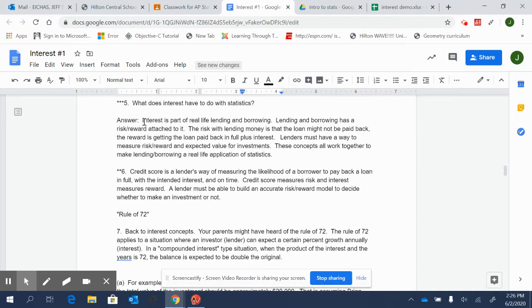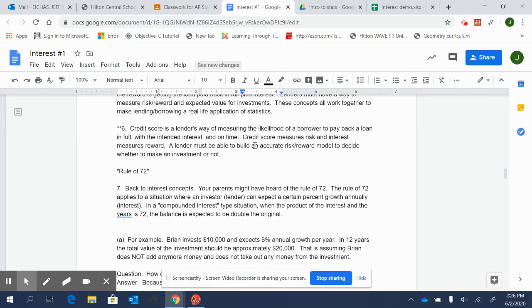So the interest is tacked on, as a reward for the lender or as a cost for the borrower. That's basically how it works. So we've got to understand interest to understand real life finances. All right, a credit score is a lender's way of measuring the likelihood of a borrower to pay back a loan, okay, with the intended interest and on time.